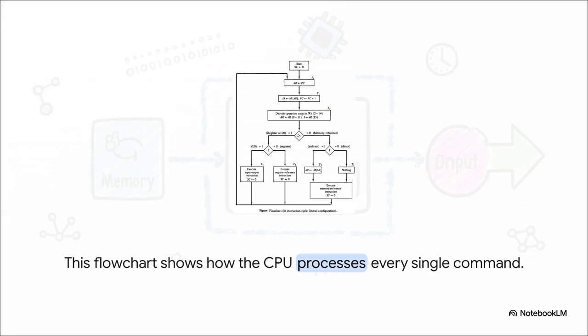Whoa, okay, I know this flowchart looks a little intense, but it just shows the decision-making process in more detail. See, after fetching and decoding an instruction, the CPU basically just asks a simple question. What kind of command is this? Is it a memory command? Is it an I/O command? Based on the answer, it follows a specific path to execute it, and then it immediately loops right back to the start to grab the very next instruction in line.